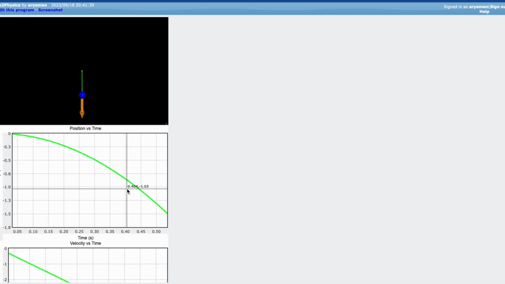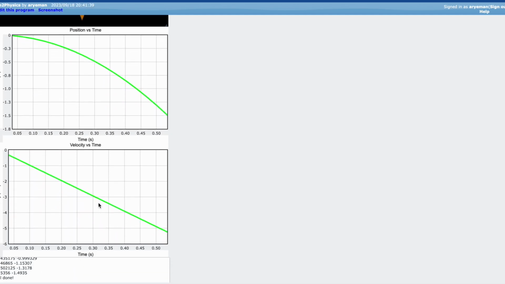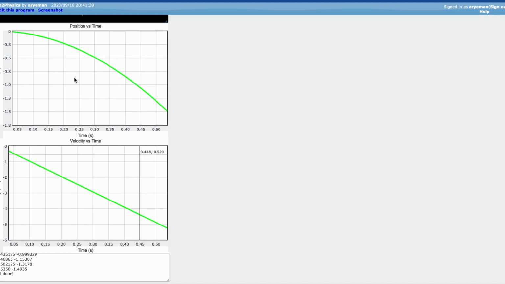And so if you run the program, we can see that the gravity is pointing downwards, with this graph showing a downwards curve and the velocity being constant.